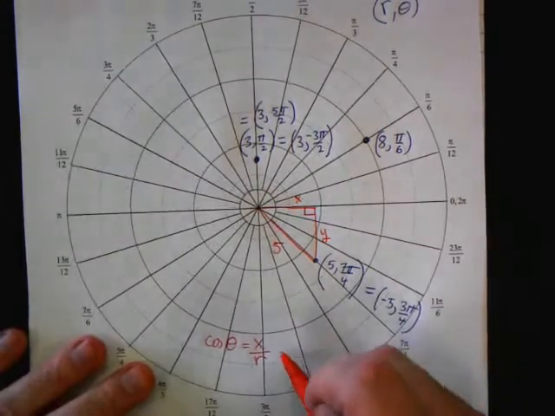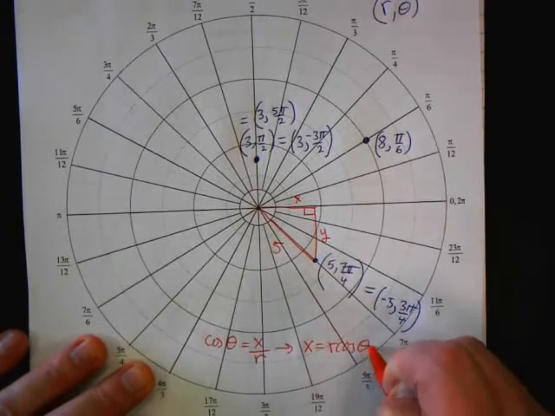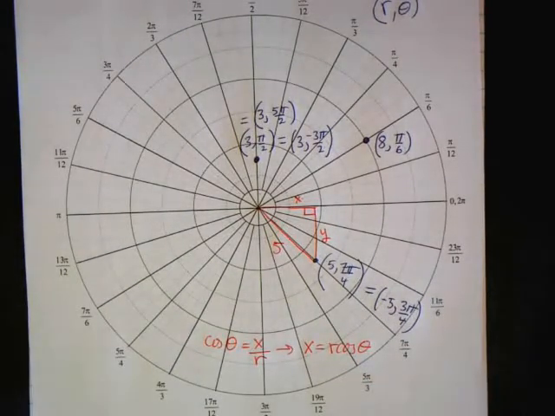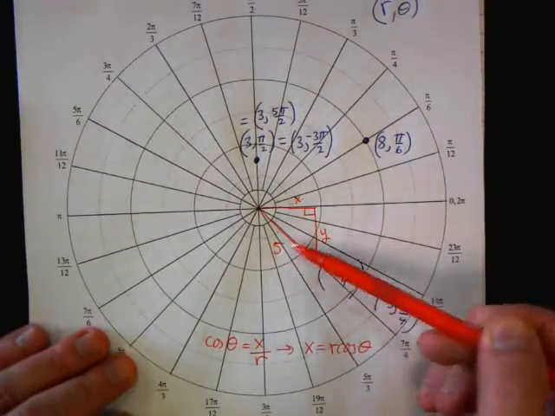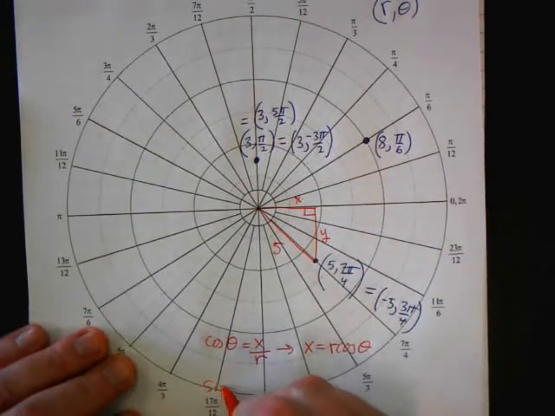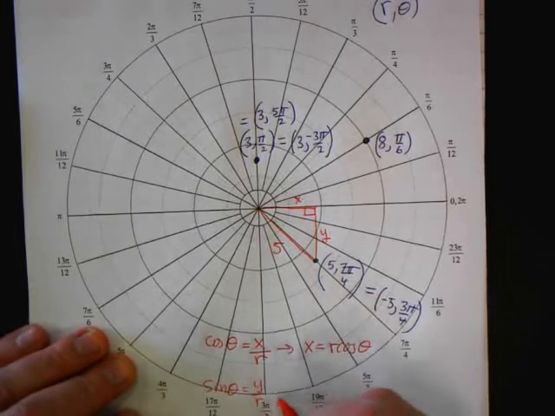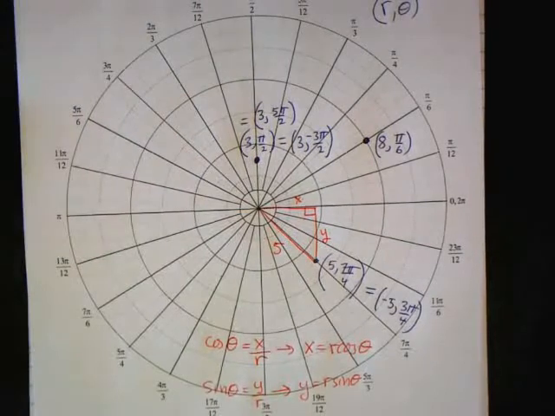In other words, x is r cosine theta. So if I give you a point in polar form, you can give me the point in rectangular form. There's how you find the x. X is going to be r cosine theta. How about y? It's going to be sine, because if I'm dealing with y and 5, y would be the opposite over the hypotenuse. That's sine. So sine theta is y over r, and that's typically written as y equals r sine theta.